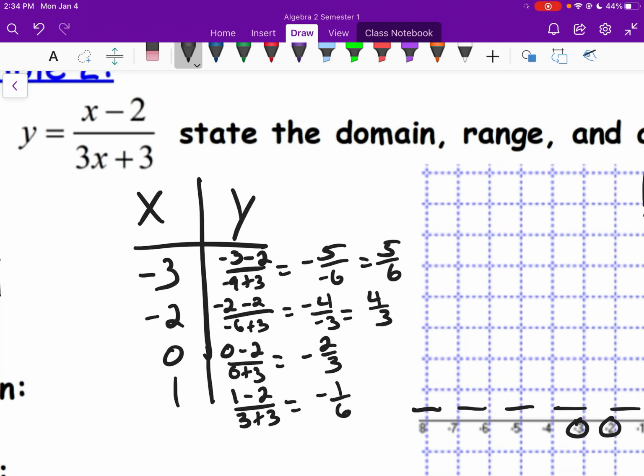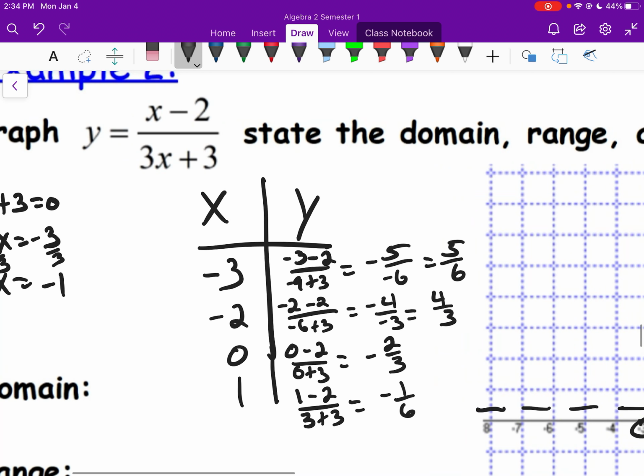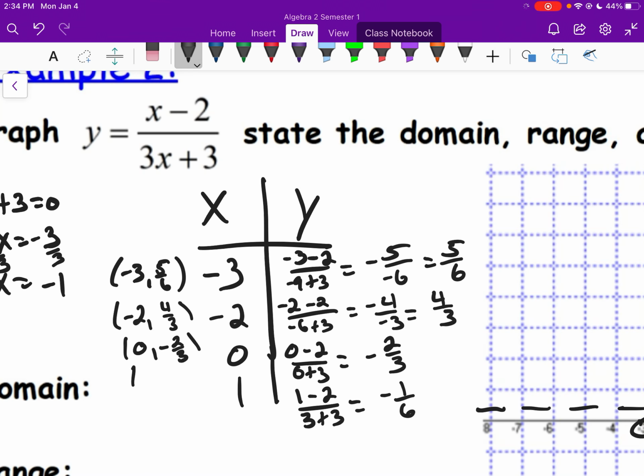Okay, now, what you need to remember when we're doing these ones, these are actual points of the graph now. So for here, this will be -3, 5/6. You're going to actually plot that point. It's not going from the new origin. Okay, for that next one, -2, 4/3, 0, -2/3, and finally 1 and -1/6.